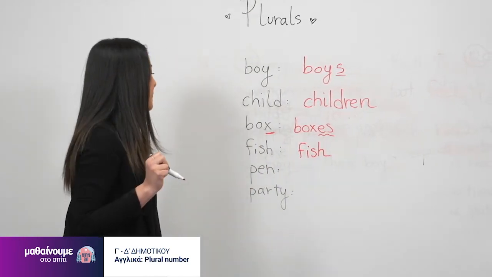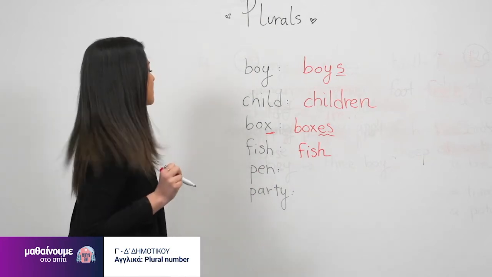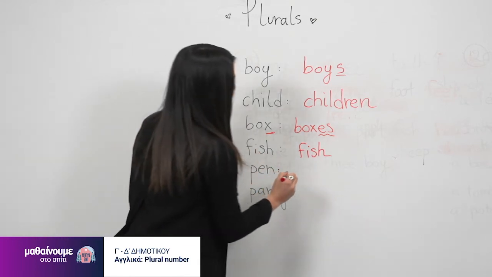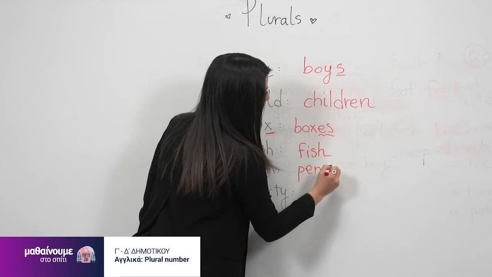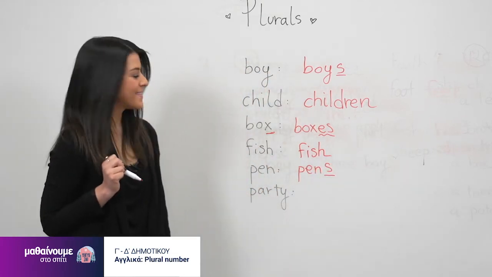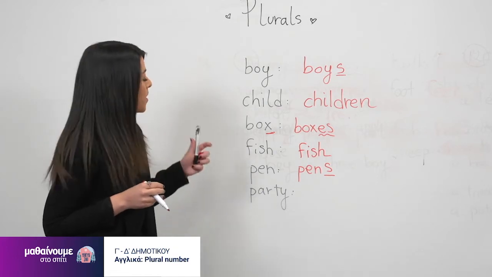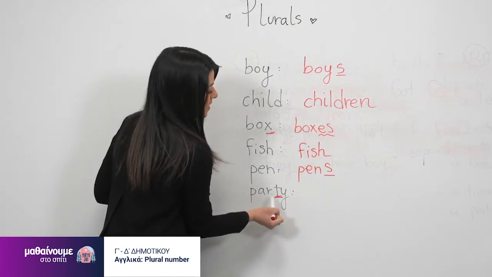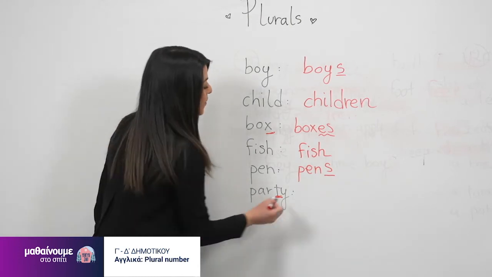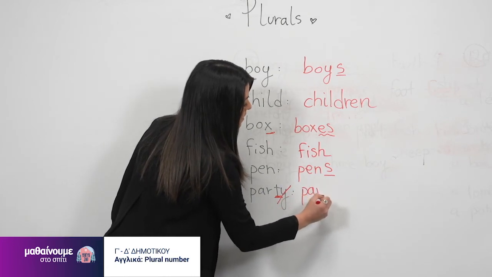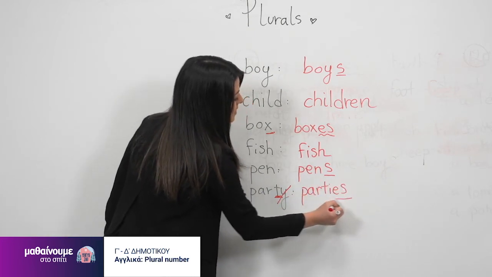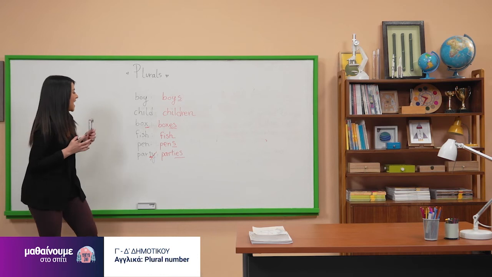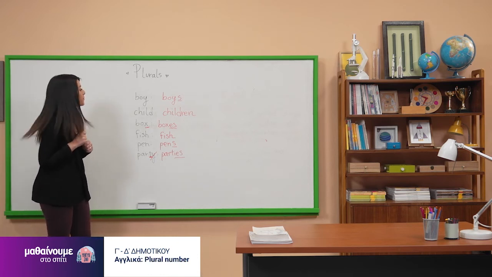Now, pen. What happens to pen? I think it's easy. Pen, you just add an S. Pens. Okay? And then the last one over here, party. Party has a consonant over here, like we said. So we erase the Y and we put I-E-S. Parties. Okay? So you see some examples? Okay. Now I hope you wrote them down. I gave you some time.